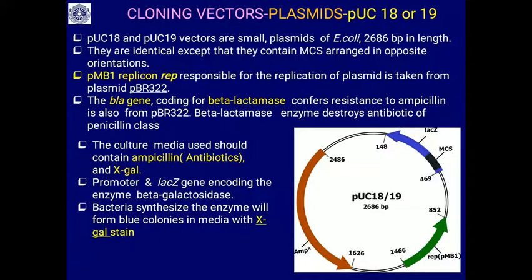So pUC18 and 19 vectors are small plasmids of E. coli. They are about 2686 base pairs in length. They are identical, except they contain the multiple cloning site arranged in opposite orientation. That's all the difference between 18 and 19.